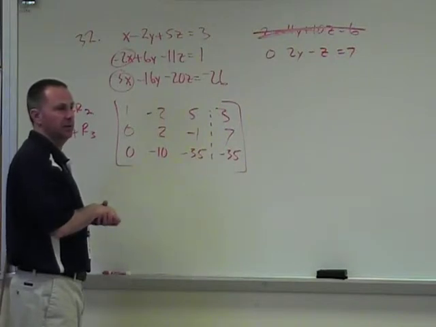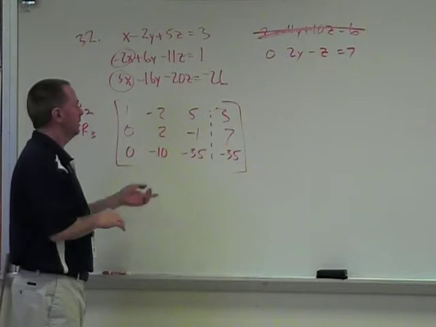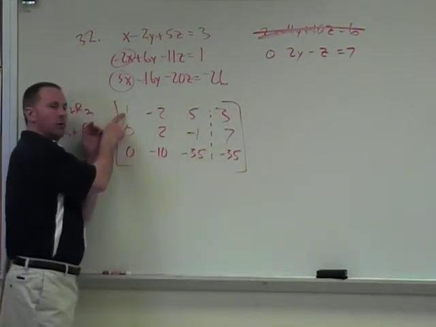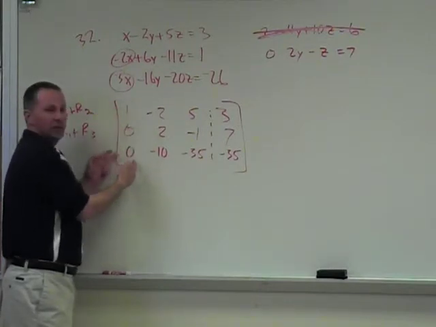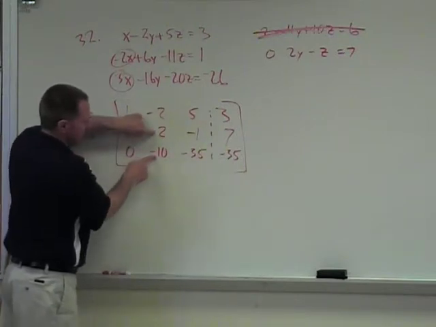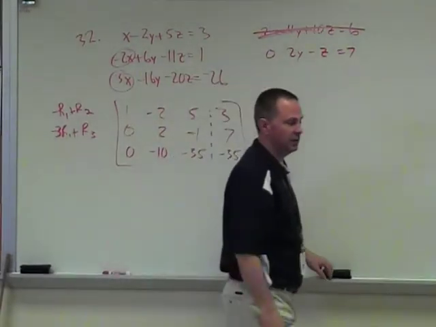Kyle, what do we do next? Eliminate y's in the third row. Eliminate negative 10. So here you're not going to use row 1 anymore because if you add row 1 to either of these, then you're going to introduce x back in. So you're only going to use this row to eliminate that negative 10. Okay, so everybody do that. Let's see if you get that part right.